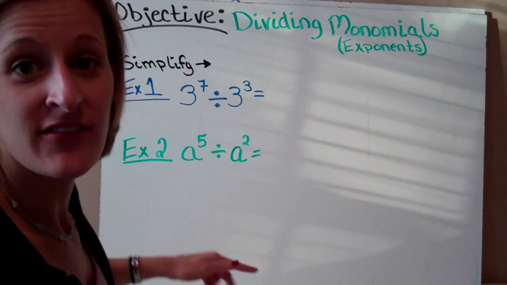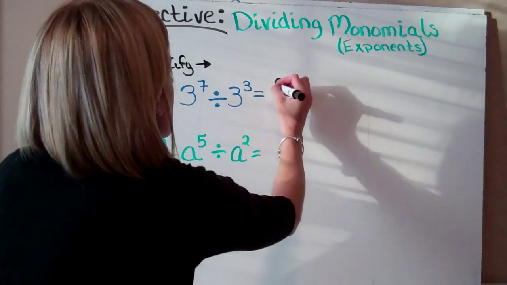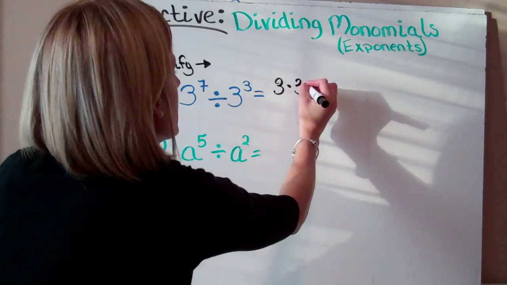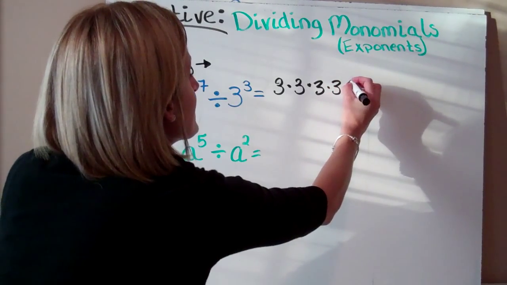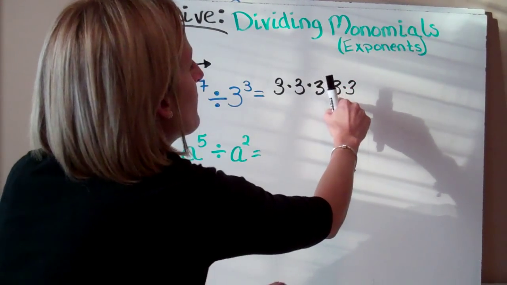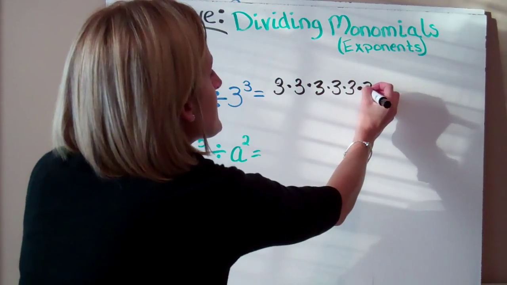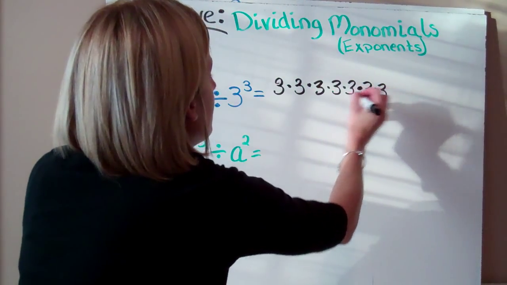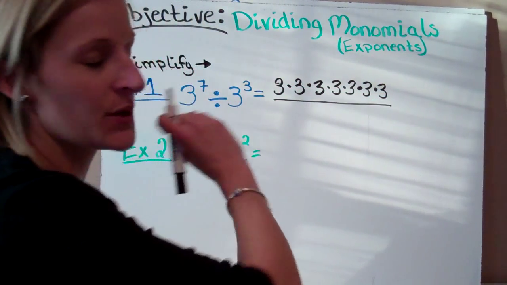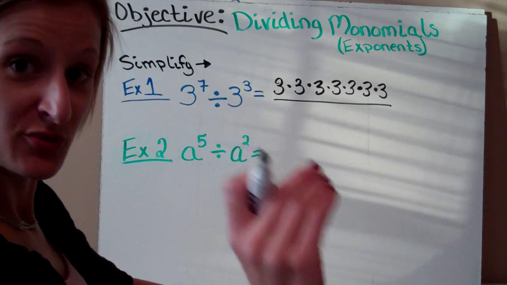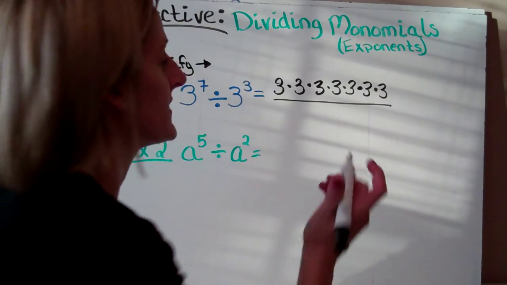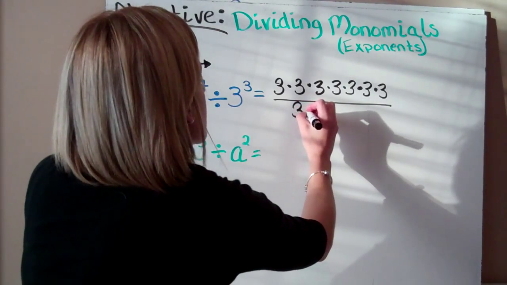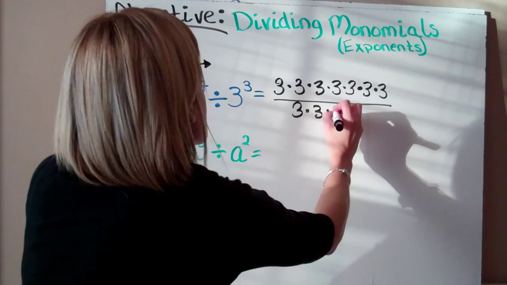So 3 to the 7th means I have 3 times 3 times 3 times 3 times 3. That's 1, 2, 3, 4, 5, 6, 7. That means 7 threes multiplied together. 3 to the 3rd means I have 3 threes multiplied together, so 3 times 3 times 3.